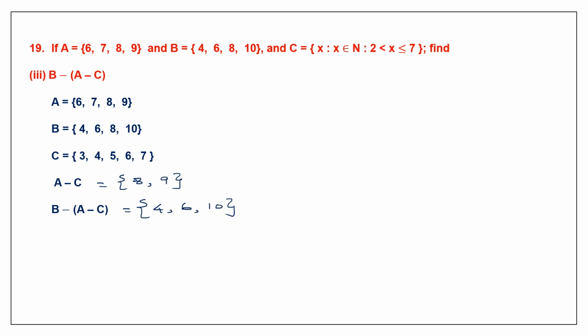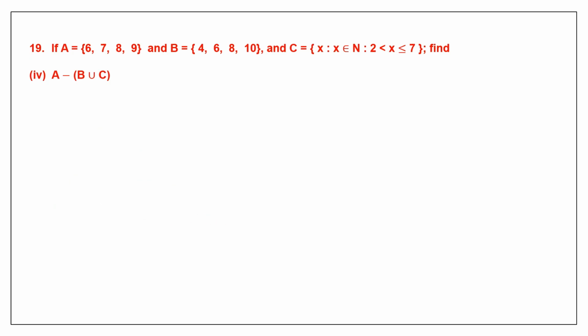Now how did we get that? We'll do that once more. We are going to write all the elements of set B which are not there in set A minus C. So 4 is not there, we wrote it. 6 is also not there, so we wrote it. 8 is there, so we did not write. 10 is not there, so we've written 10. So the answer is 4, 6 and 10.